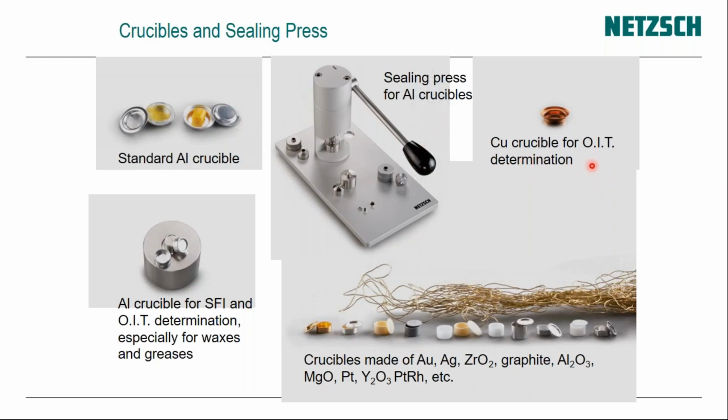We also have some copper crucibles for the OIT measurement. As I mentioned, there are a range of crucibles apart from the standard aluminum crucibles, like alumina, platinum, rhodium, silver, zirconia, and graphite, depending upon the temperature range. Graphite crucibles are mainly used for high temperature applications, for our high temperature DSC. But for low temperature DSC, most of the experiments are performed with the aluminum crucible.